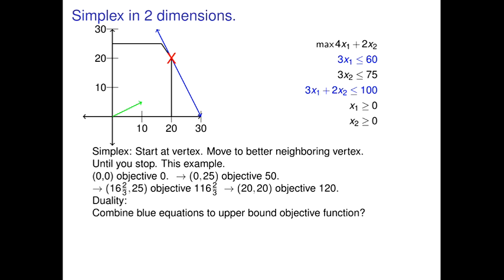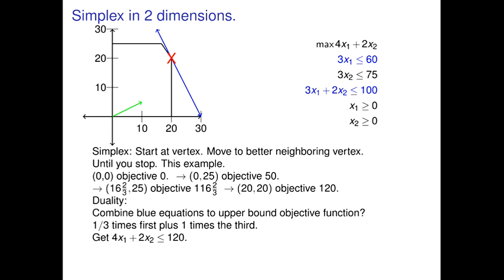But I only got 120. Okay? So now, let's do this weird thing. If I do 1/3 times the first equation and 1 times the third equation, I get this. 1/3 times the first equation gives me x1 is less than or equal to 20. Right? So on the right-hand side, I have a 20 and a 100. So I add these equations, and I get 120 on the right-hand side.